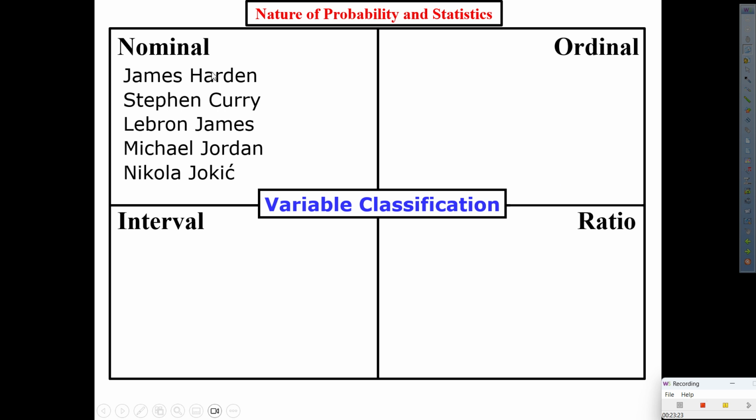Don't copy this. This is just me. Focus. Let's say I gave you the data: James Harden, Stephen Curry, LeBron James, Michael Jordan, Nikola Jokic. Notice there's no particular order. I just listed them. Now I'm going to use these names and move them over here. Tell your neighbor, what did I use to order them now with a particular order? Talk to your neighbor.